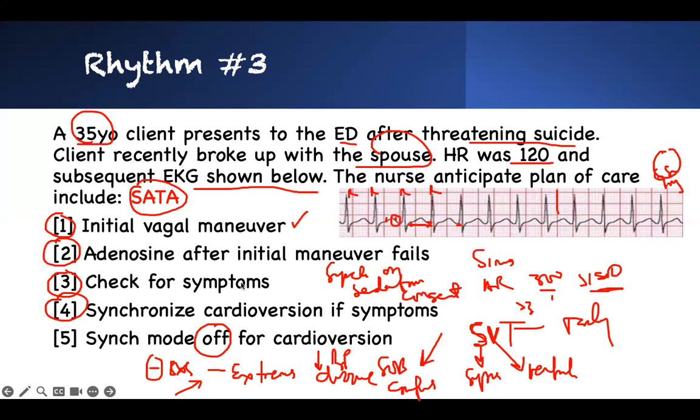Okay. So this is a companion, like I said, just to try to teach you how to answer questions on an EKG using all this information. So that's our rhythm, number 3. And you have to know supraventricular tachycardia.